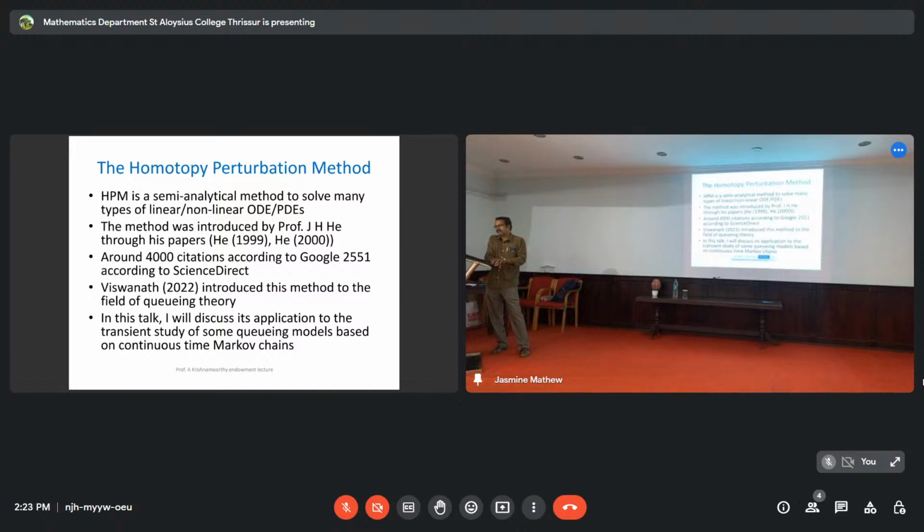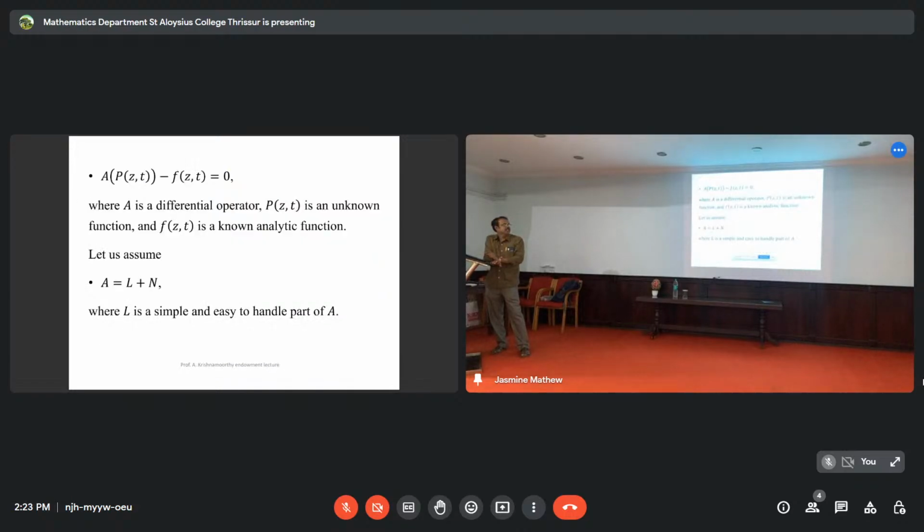Now, Viswanath 2022 introduced this method to the field of queueing theory. Before that, this method was introduced in the theory of birth processes in a few papers. So, I will discuss the application of this method in the transient study of some queueing models. So, I will first discuss this method.